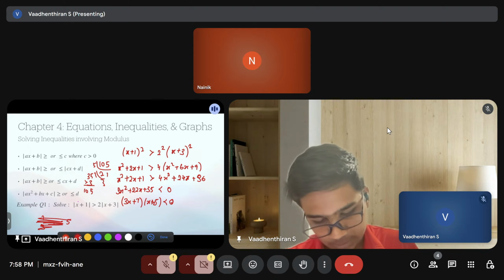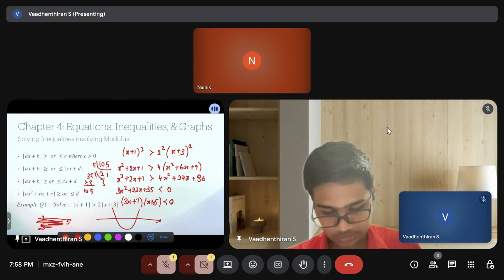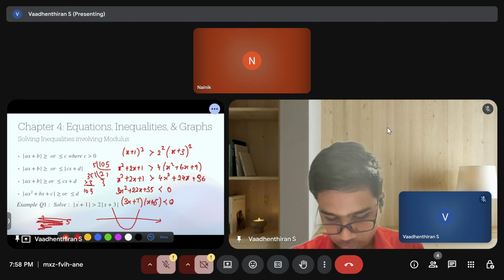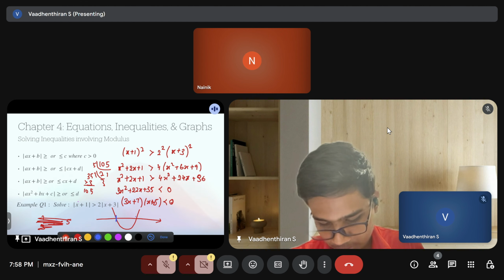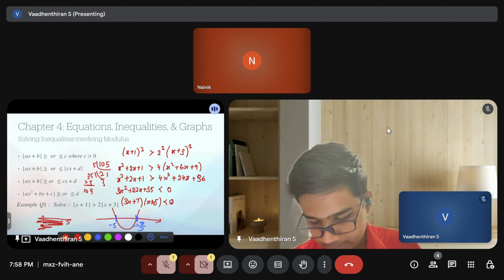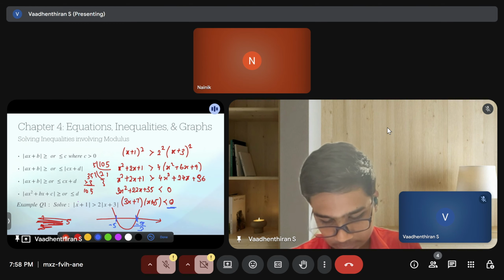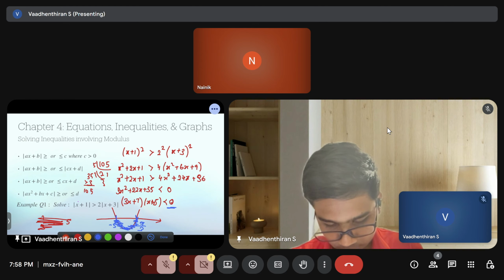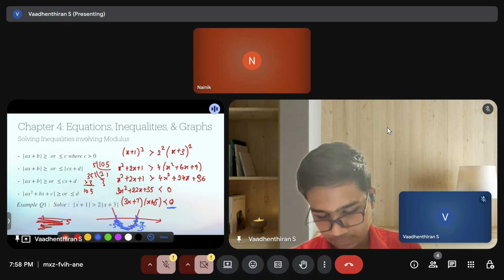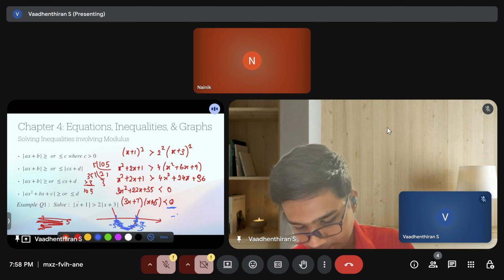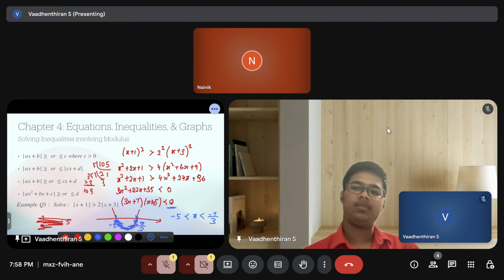Now an easier method is to sketch this graph. The quadratic will be this upside down curve. So the two roots will be -5 and -7 by 3, right? And this whole graph should be less than 0. So the numbers less than 0 for the y value will be this part, because it's between -5 and -7 by 3. So the answer will be -5 less than x is less than -7 by 3. Okay, I got it.